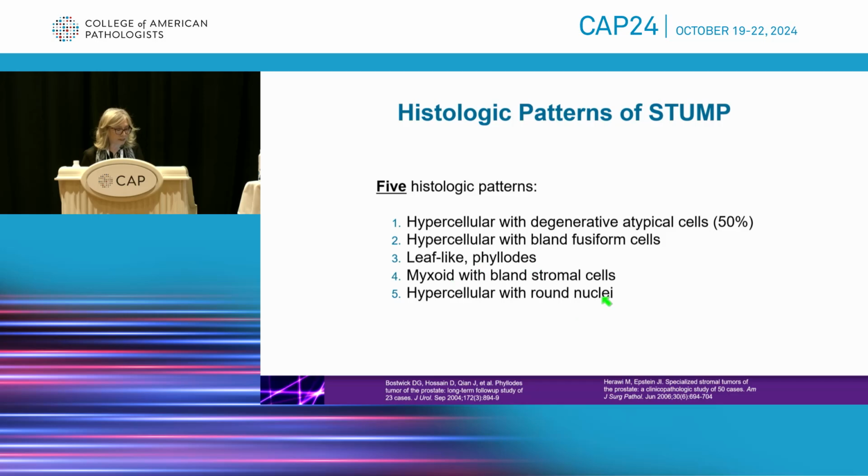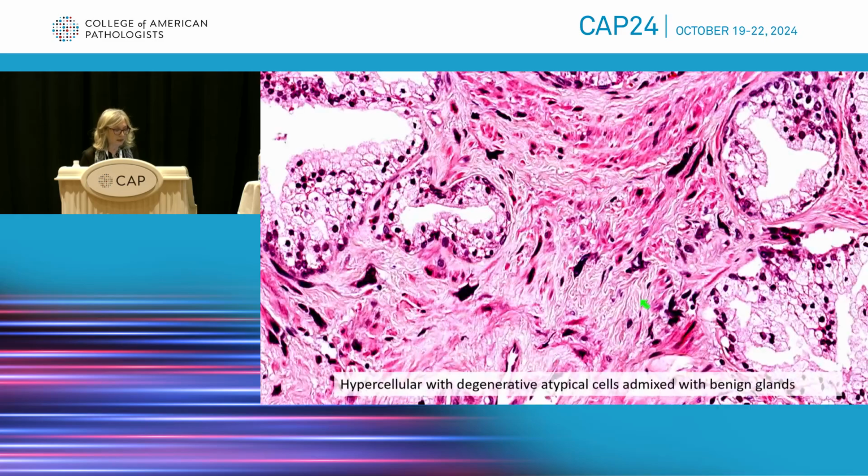I don't have an example of this. There is a paper that described five cases, so I'm not really sure how common it is to find this entity, but I can definitely show you this, the most common one that I found myself, with these degenerative-looking atypical spindle cells in the stroma.